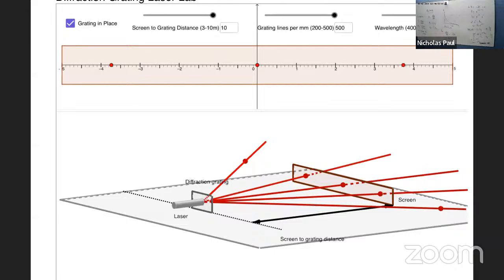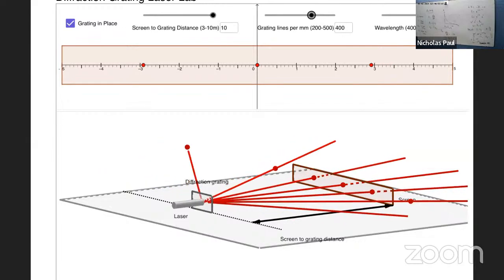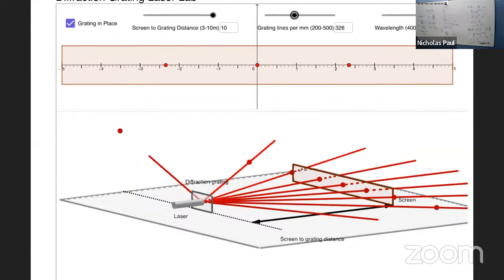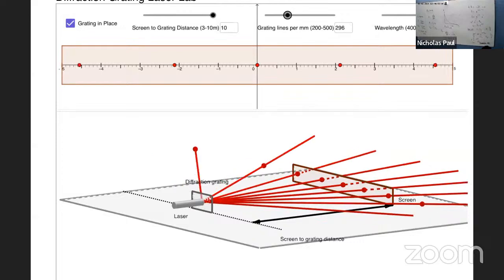Right? I am going to adjust the number of lines in every millimeter. I am going to decrease it a little bit. And by decreasing it, I have more fringes on the screen. You see that? But the official name here is no longer fringes. It's called orders. If you look closely, this is the middle order, order 0. Next is order 1.